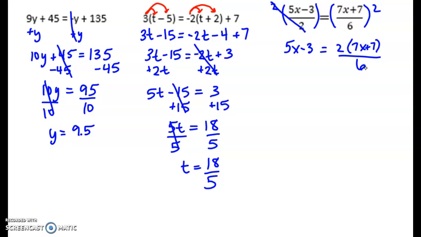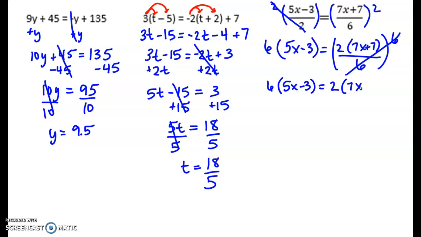So now we still have this fraction of 6. We're going to multiply both sides of the equation by 6. 6 over 6 cancels, that's good. And now we've got 6 times (5x - 3) equals 2 times (7x + 7). So you can see here how that is very similar to cross-multiplying.